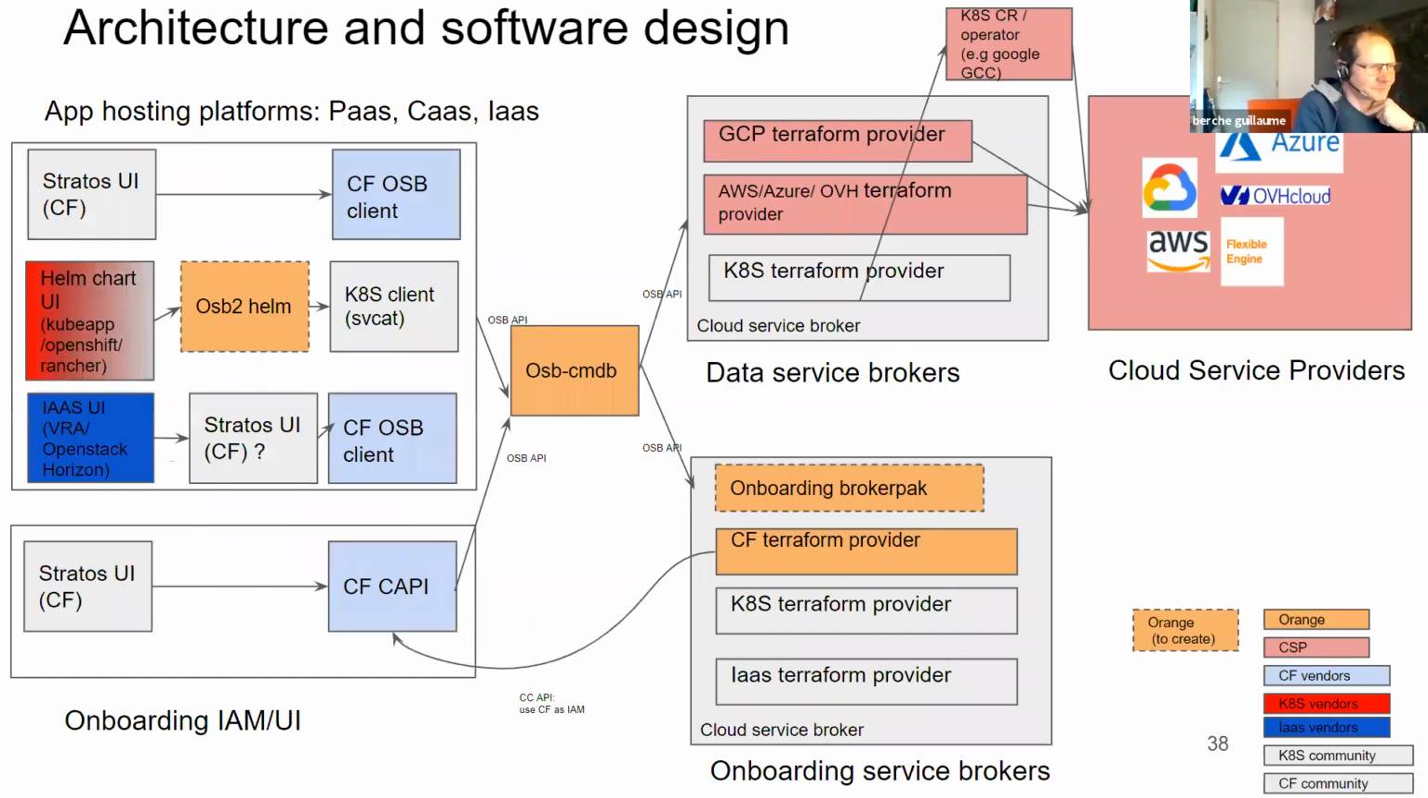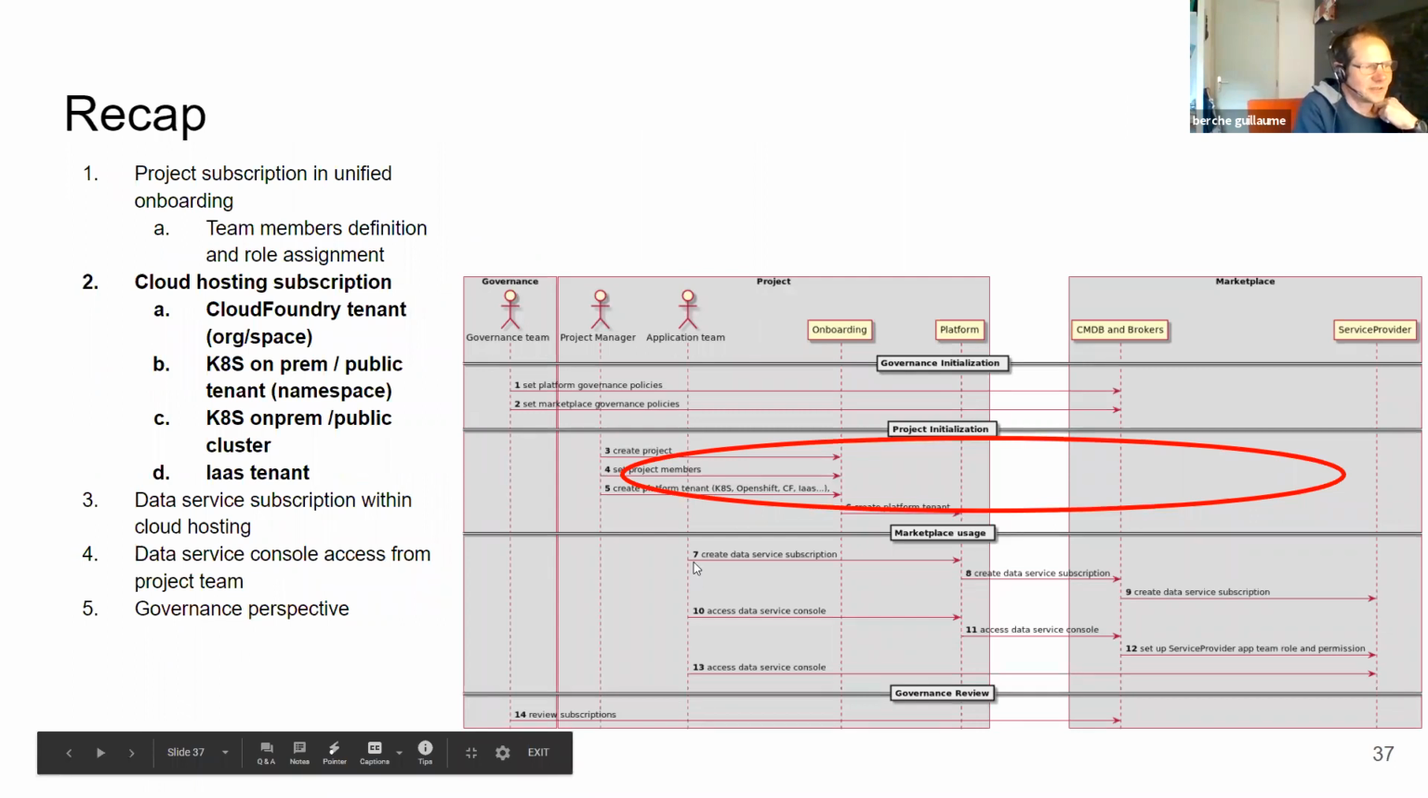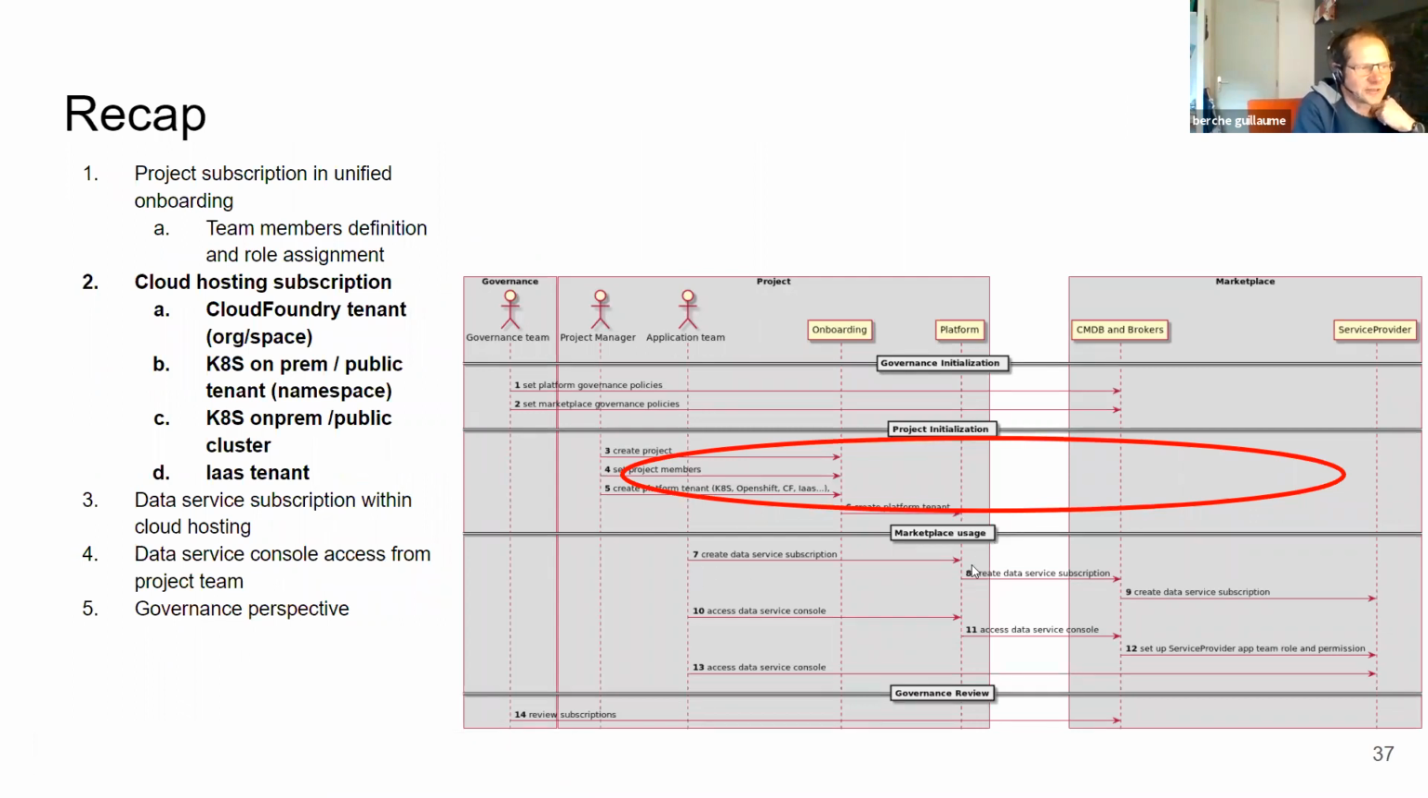It's once a user has created a data subscription, say a GCP Cloud SQL service instance, and needs to access the GCP console to access logs, metrics, alerts, or backups. Currently, from Cloud Foundry identity, there is no way to get into a GCP console.